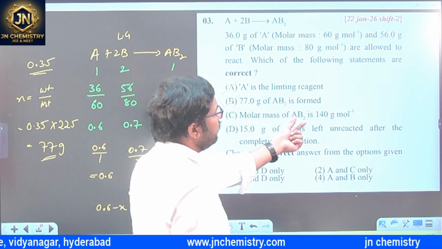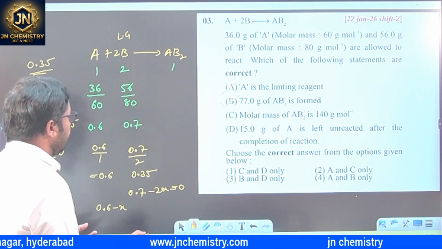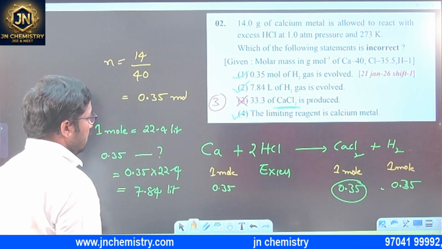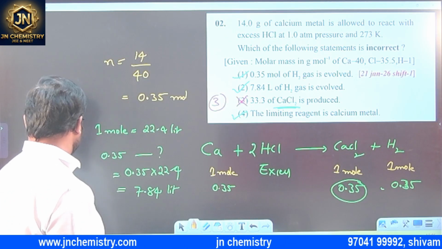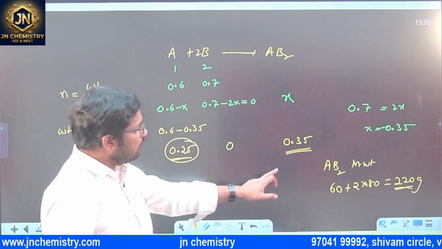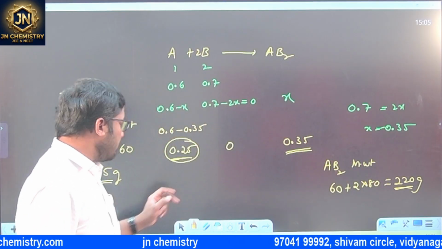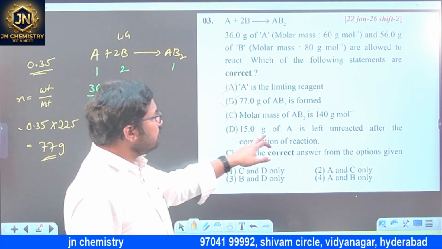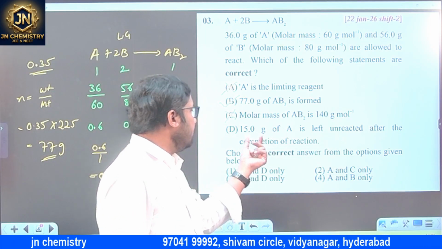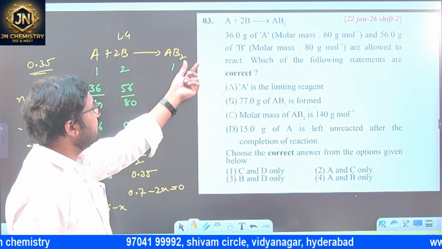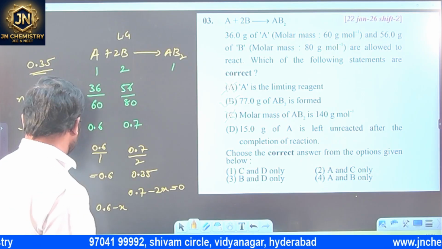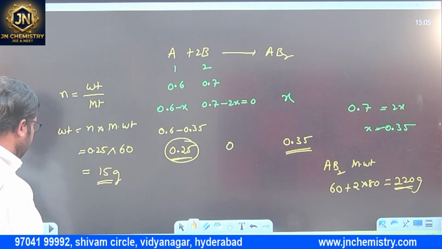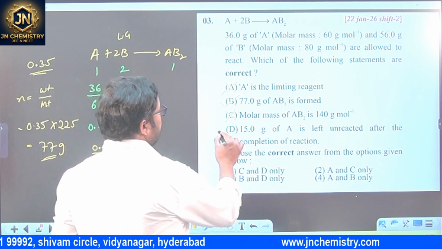The molar mass of AB2 is 220 grams. This option, I already told you, is wrong: the molar mass of AB2 is 220 grams, but 140 grams is given. And 15 grams of A is left unreacted after completion of the reaction because A is the excess reagent. So how much is formed? 15 grams of A is formed? No. So this is correct.